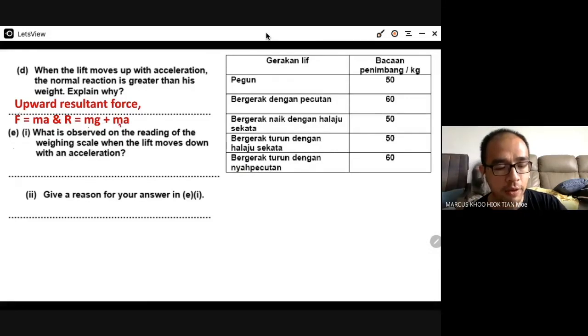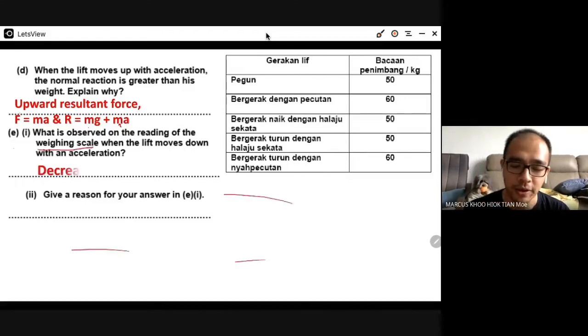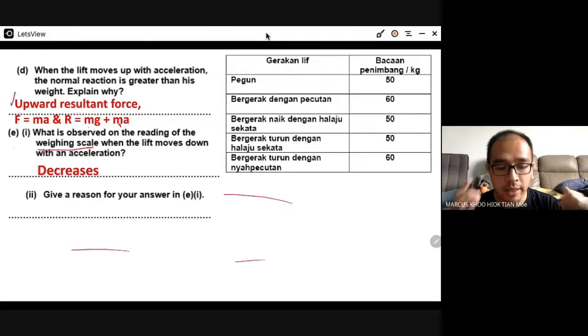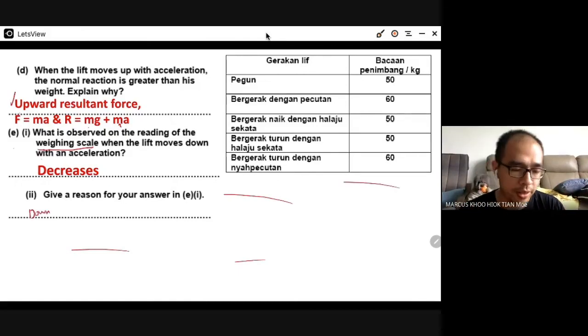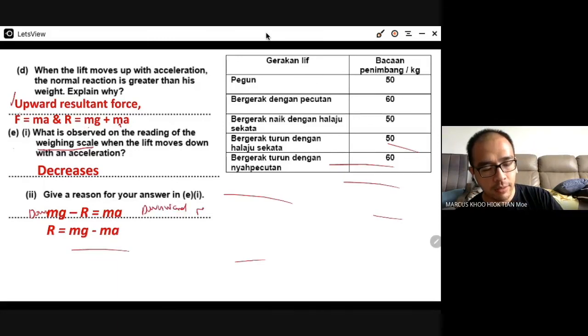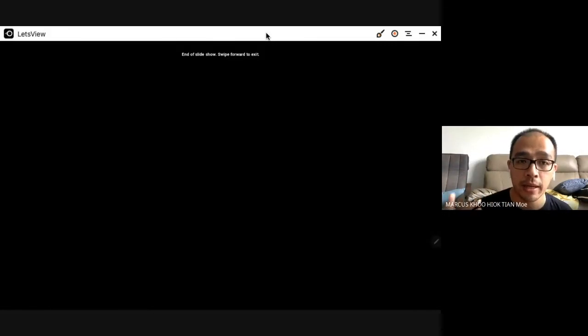So what is observed on the reading of the weighing scale when the lift moves down? When the lift moves down, what happens to the reading of the weighing scale? It will decrease. Okay, and the reason is the same. Where is the direction of the resultant force? It's going downward. Okay, downward resultant force. Therefore, R equals mg minus ma. Okay, that's it.